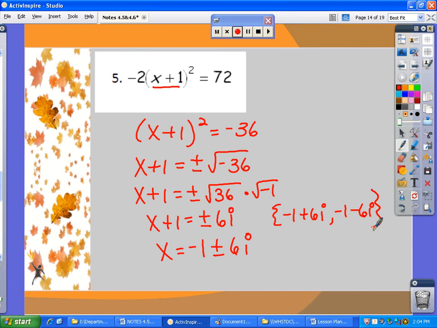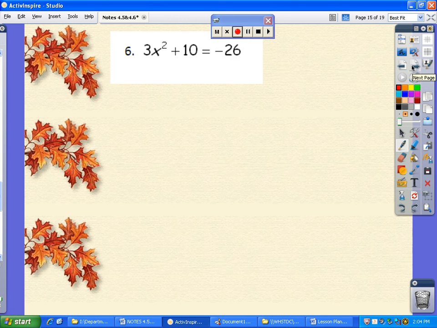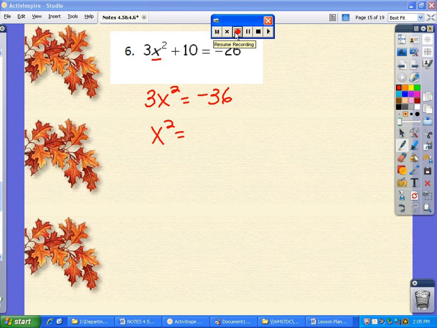Okay, example 6. Here we need to isolate the x squared term. So the first thing we need to do is subtract 10. So 3x squared is equal to negative 36. Now I'm still going to get the x squared term by itself, so I need to divide both sides by 3. So x squared is equal to negative 12.